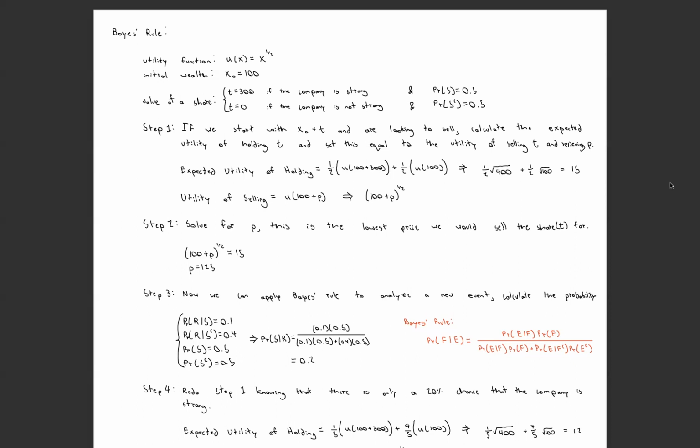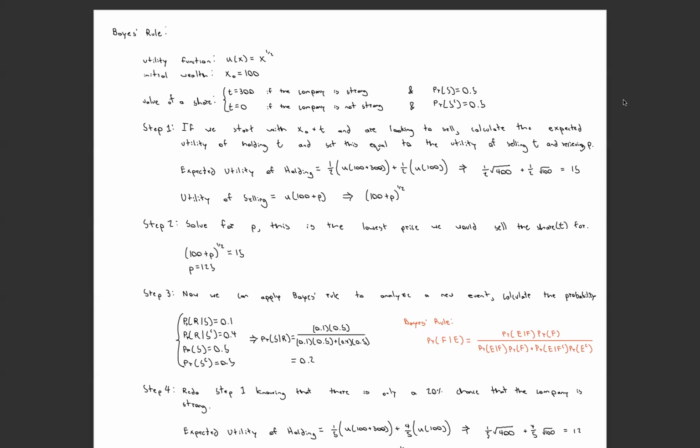So we'll set it up something like this. Our expected utility of holding is going to be 1/2, because the probability is going to be 0.5, times the utility of 400, and then we add that to 1/2 times the utility of 100, to get the expected utility from the gamble that we're given. You can work through the algebra, and you end up getting 15 there.